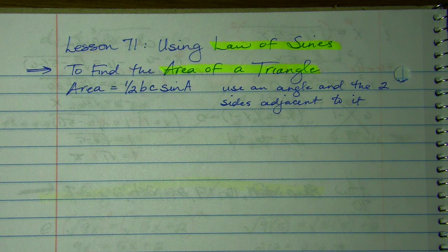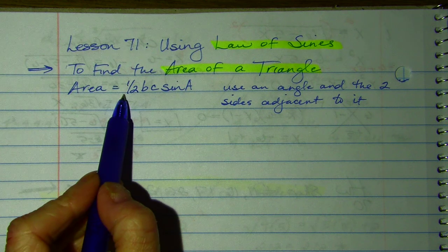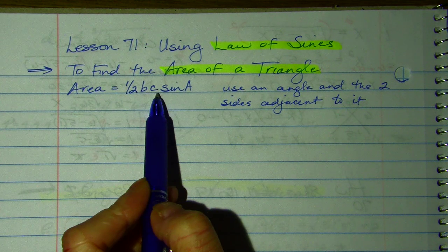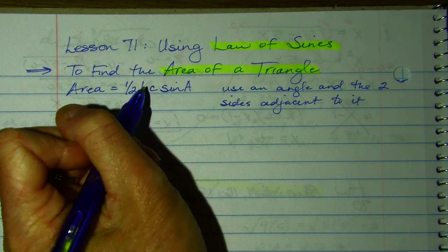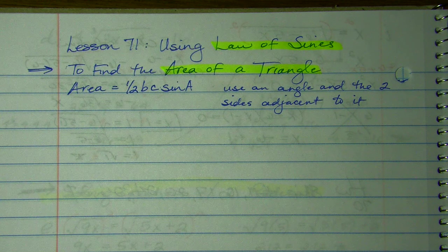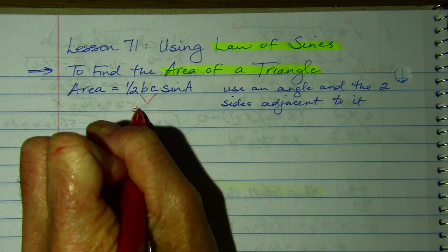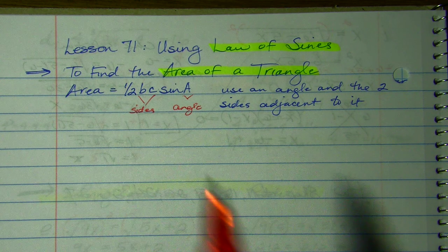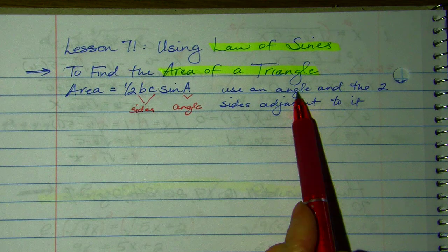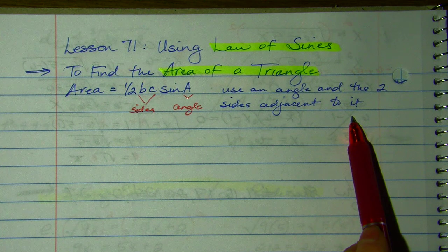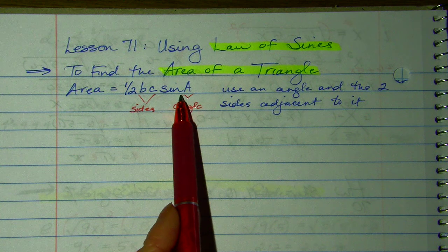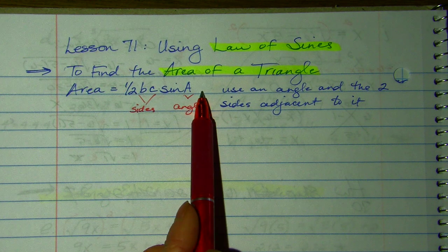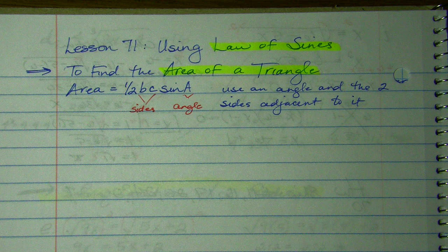Now, the book gives you three different formulas for area, but I want to simplify it. So the area of a triangle, notice it still has the 1/2, times b times c times the sine of A. Now, I'm going to clarify that these are sides, and this, of course, is an angle. You are going to use an angle that has two sides adjacent to it. So you can use this formula, and they gave us different sides and a different angle. You can use whatever angle has two sides touching it.